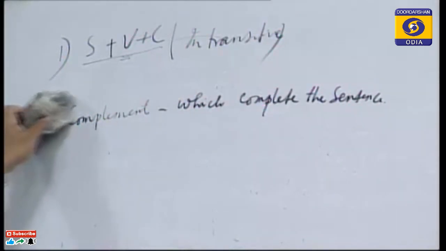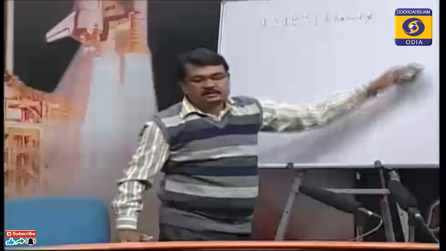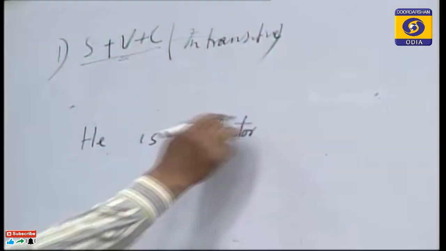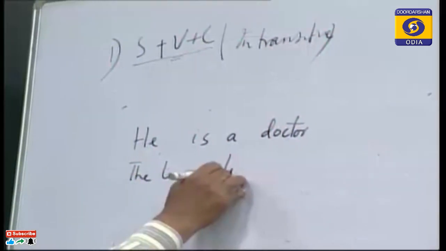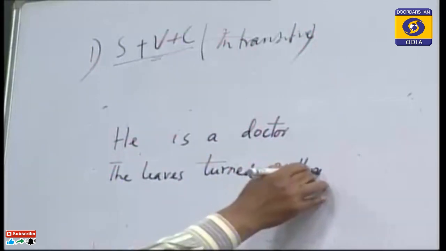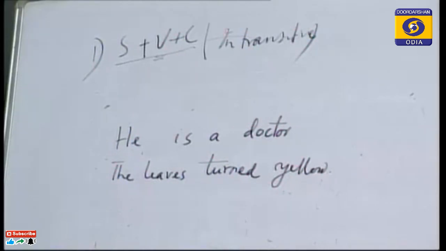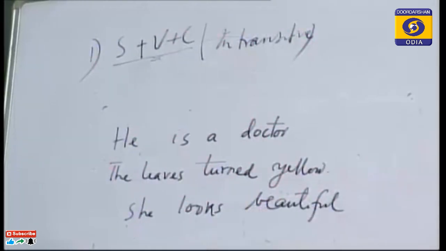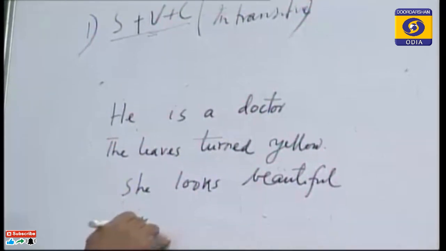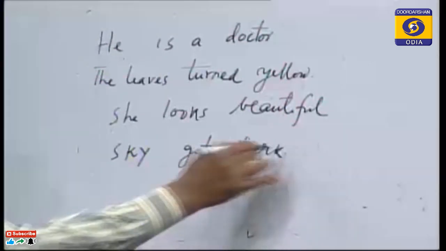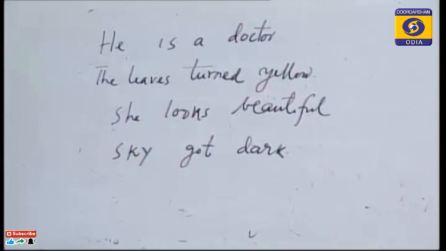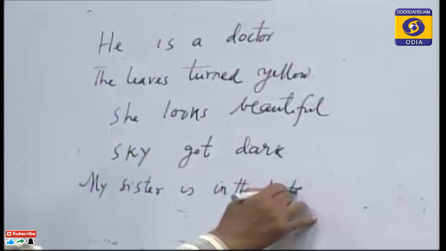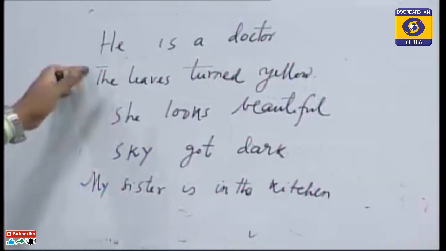For example, he is a doctor. The leaves turned yellow. She looks beautiful. The sky got dark. My sister is in the kitchen. Like this.